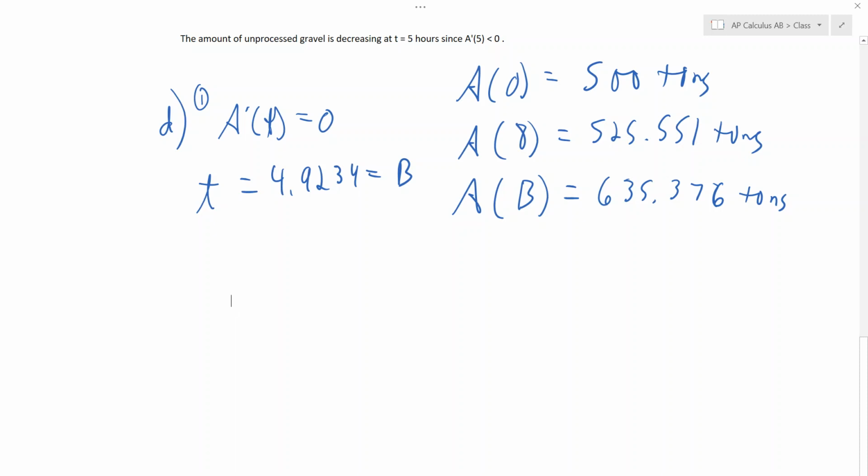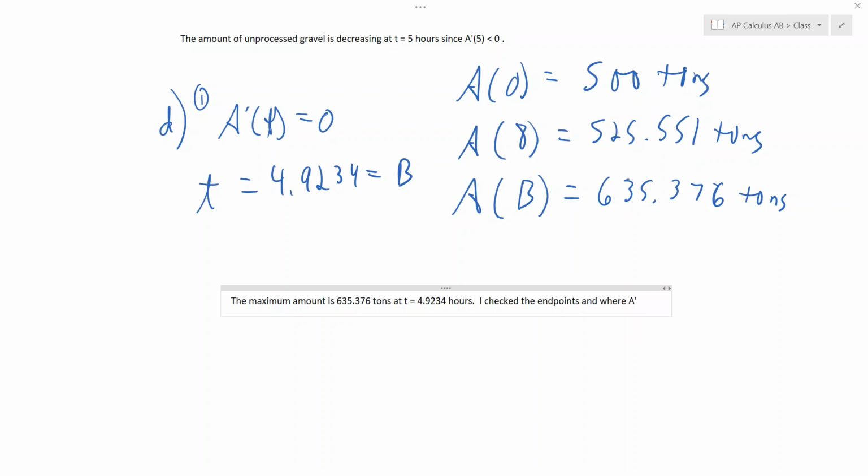Okay. I've done this a bunch of times. I keep telling y'all, some of y'all are not doing this at all. You're going to write a little sentence now. The maximum amount is 635.376. It didn't say round to the nearest ton, did it? That many tons at t equals, and you can just type it out or just put B, 4.9234 hours. I checked the endpoints and where A prime of t changes from positive to negative. There you go. Ta-da. Full credit, 9 points, 5 calculus credit, going on with your life. Things are good. All right.